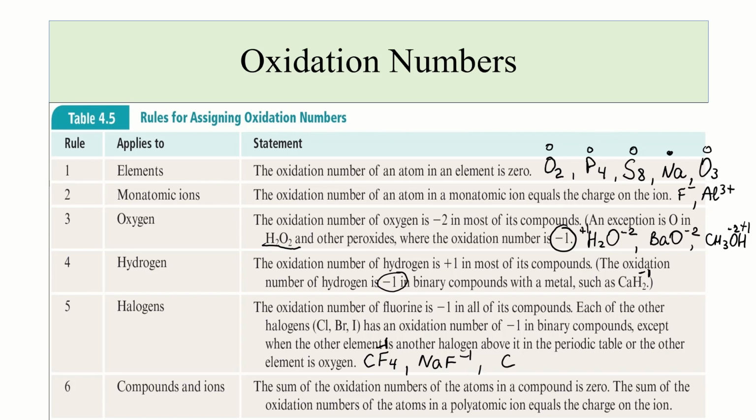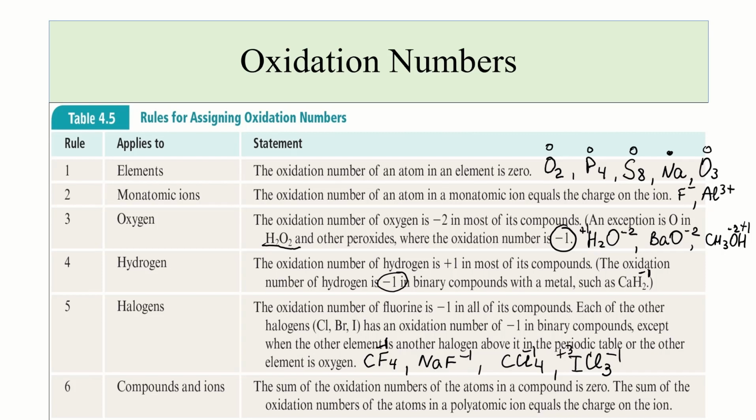For example, in carbon tetrachloride, the oxidation state of each chlorine atom is -1. The exception is the binary compound with another halogen, like ICl3, for example, iodine trichloride. In this case, chlorine would have -1 oxidation state, but iodine would have +3 oxidation state.